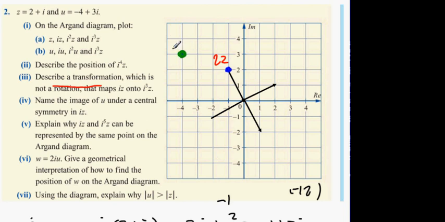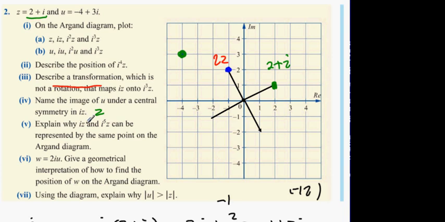Now what central symmetry means is you see how far it takes you to get to the point that you have central symmetry in, and you go the same distance out the other side. So right now, down 1 across 3, down 1 across 3, and you end up back at 2 plus i, which is the same thing as the point z. Name an image of u under central symmetry in iz. The answer is z. Okay?